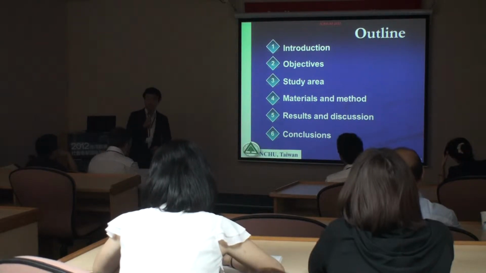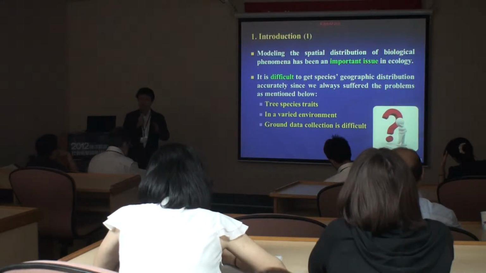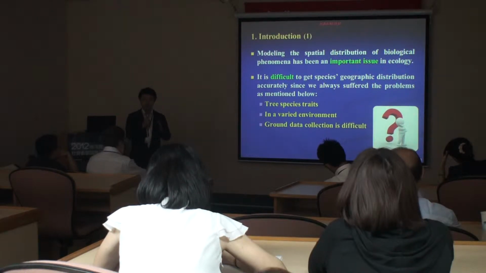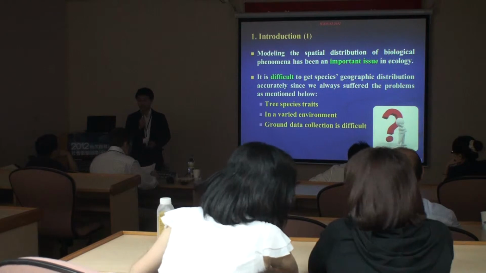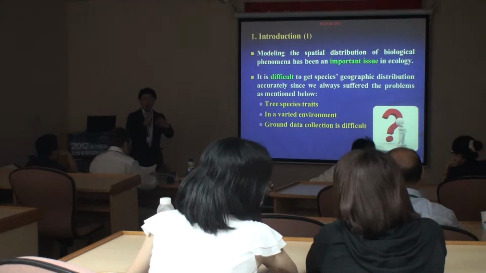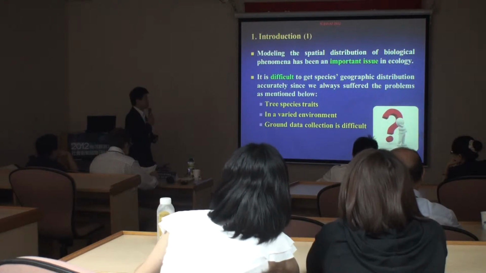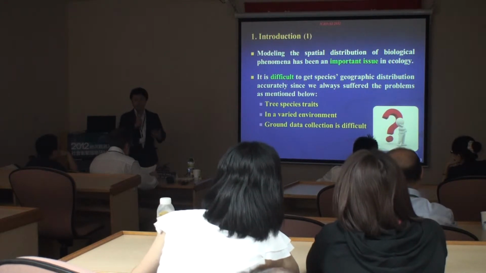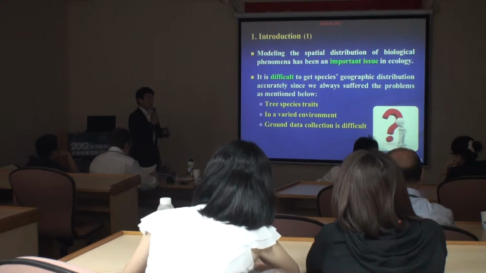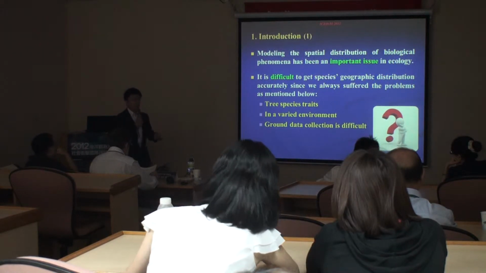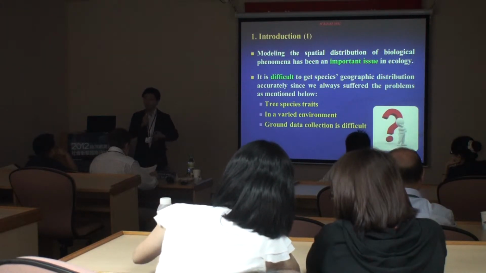So let's talk about today's topic. Modeling the spatial distribution has been an important issue in spatial ecology under climate change or dynamic change, of course we know. But it's hard to describe a pattern since species traits and the plant community are so complex. And we live in a natural environment full of variety and complexity.